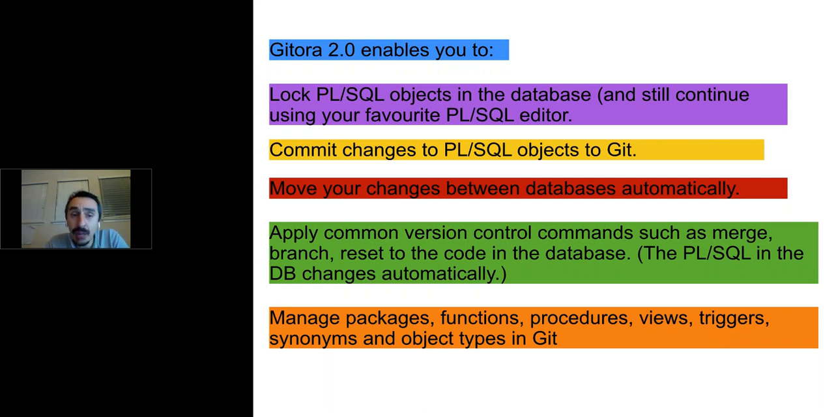You'll be able to apply common version control commands such as merge, branch, and reset, which in Gitora is shown as a revert to a previous state. So you'll be able to do all of this, and you'll see your database code change. I mean, that's the whole point of a version control system.